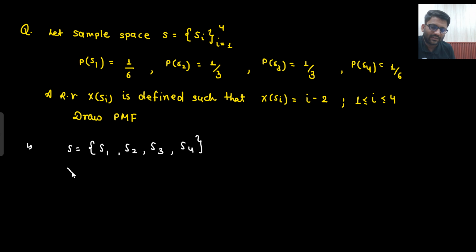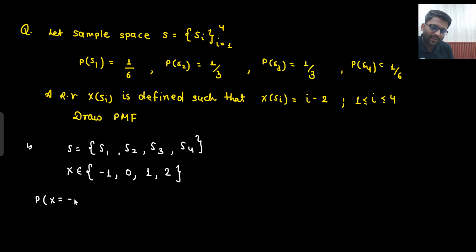So what do you understand by this? That your random variable x will take values i minus 2. That means if I put i equals to 1, the value is minus 1. If I put i equals to 2, the value is 0. If I put i equals to 3, the value will be 1. If I put i equals to 4, the value will be 2. So the random variable can take minus 1, 0, 1 and 2 values, right? Now what you need to find? You need to find the PMF.